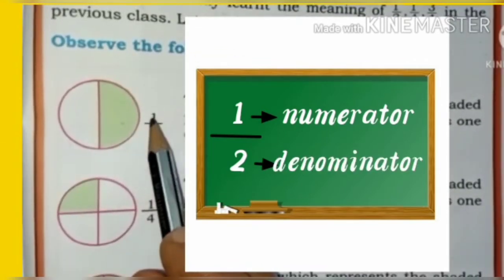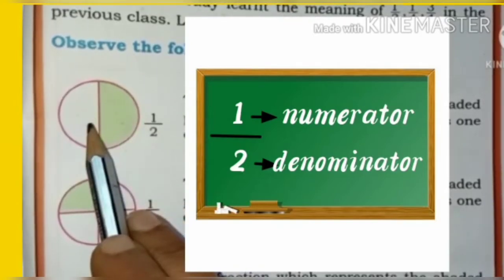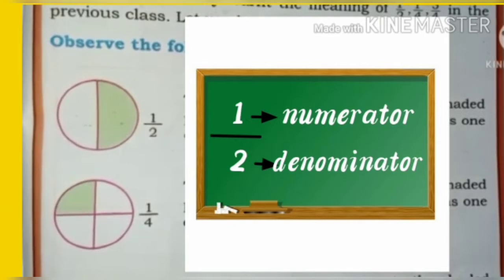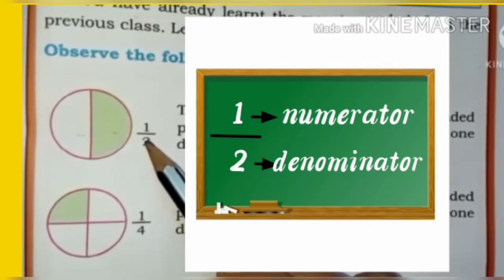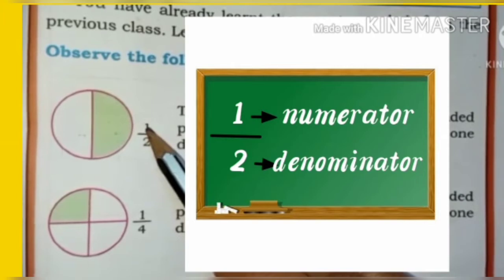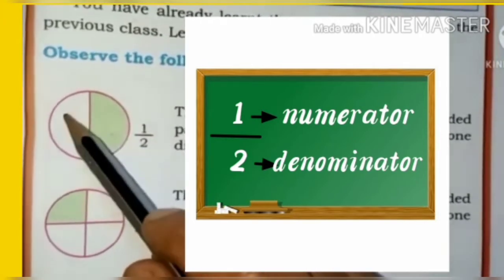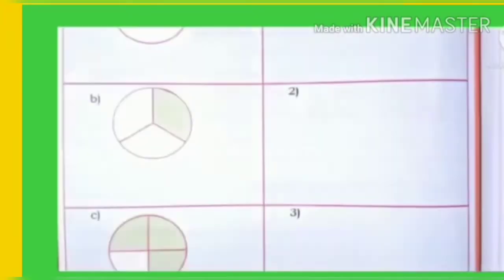Numerator represents the number of equal parts of the fraction that are selected. And denominator represents the number of equal parts into which the whole is divided. 1 by 2 is called half.